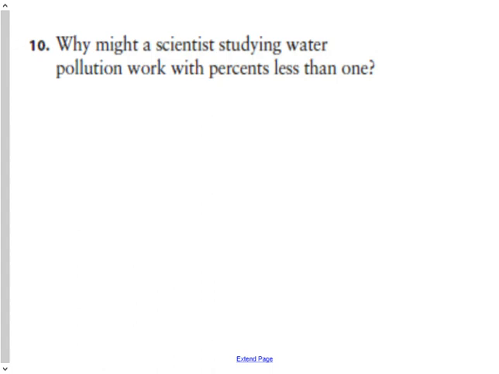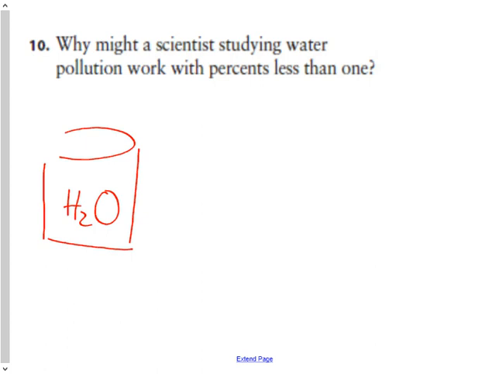Question 10 is the opposite of that. It says, why might a scientist studying water pollution work with percents less than 1? Well, if you think about a bucket of water, H2O, you know that from science class, H2O is dihydrogen oxide, I think is what they call it. But we also know that water is not just water.